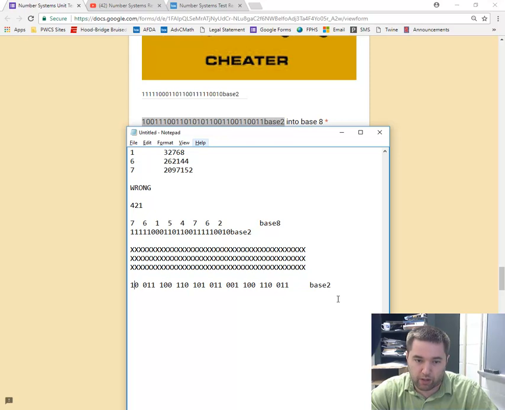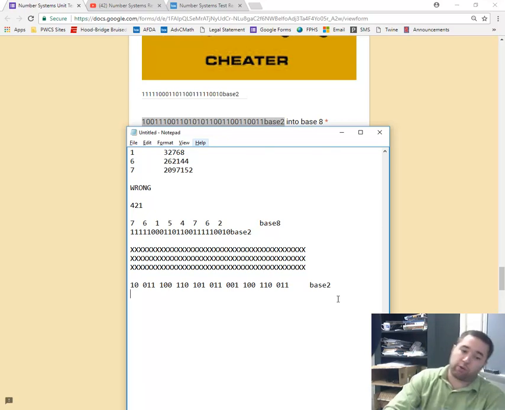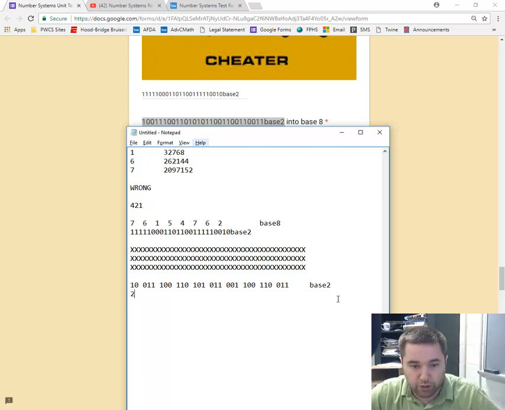4 because of the space, and I have 2 digits. So what you have to do now is convert either left to right or right to left. Because I already grouped them out, it doesn't matter. 2, 3, 4, 6, 5, 3, 1, 4.